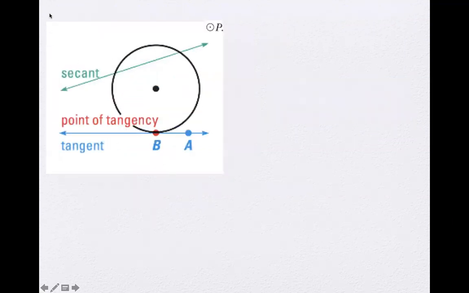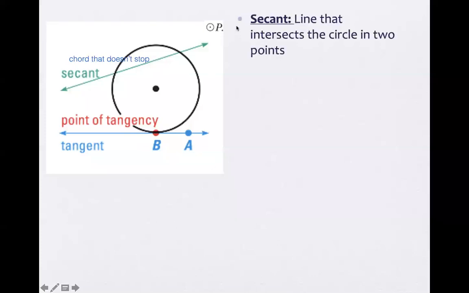Okay, so this slide would be words you haven't seen before, or maybe haven't seen with a circle. This is still circle P, that's the name of this image. And the word secant. If I were to define it, I would call it a chord that doesn't stop. Chords are tied up at the end, and in this case, it's a line, which goes on in both directions, that intersects the circle in two points. So it's just a chord that doesn't stop. Chords stop, secants go on forever in both directions.